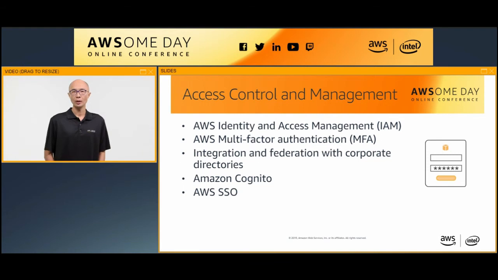AWS SSO is a service that makes it easy to centrally manage SSO access to multiple AWS accounts and business applications. With AWS SSO, you can manage SSO access and user permissions to all of your accounts centrally.